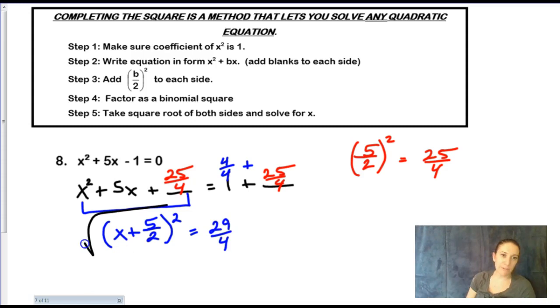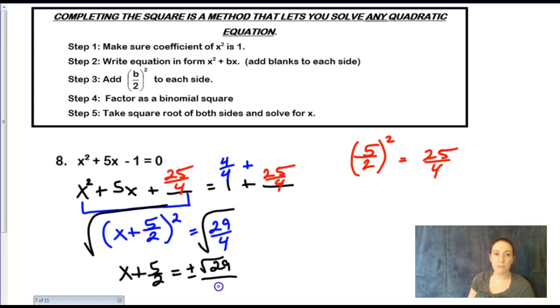So this is why I prefer fractions for this problem, because now when I go to square root both sides, you can square root the numerator and denominator of a fraction separately. 29 doesn't break down, but square root of 4 does, and that's going to cause me to not have to worry about rationalization. And it's also, fun fact, going to give me common denominators on my next step. So x plus 5 over 2 equals plus and minus the square root of 29.